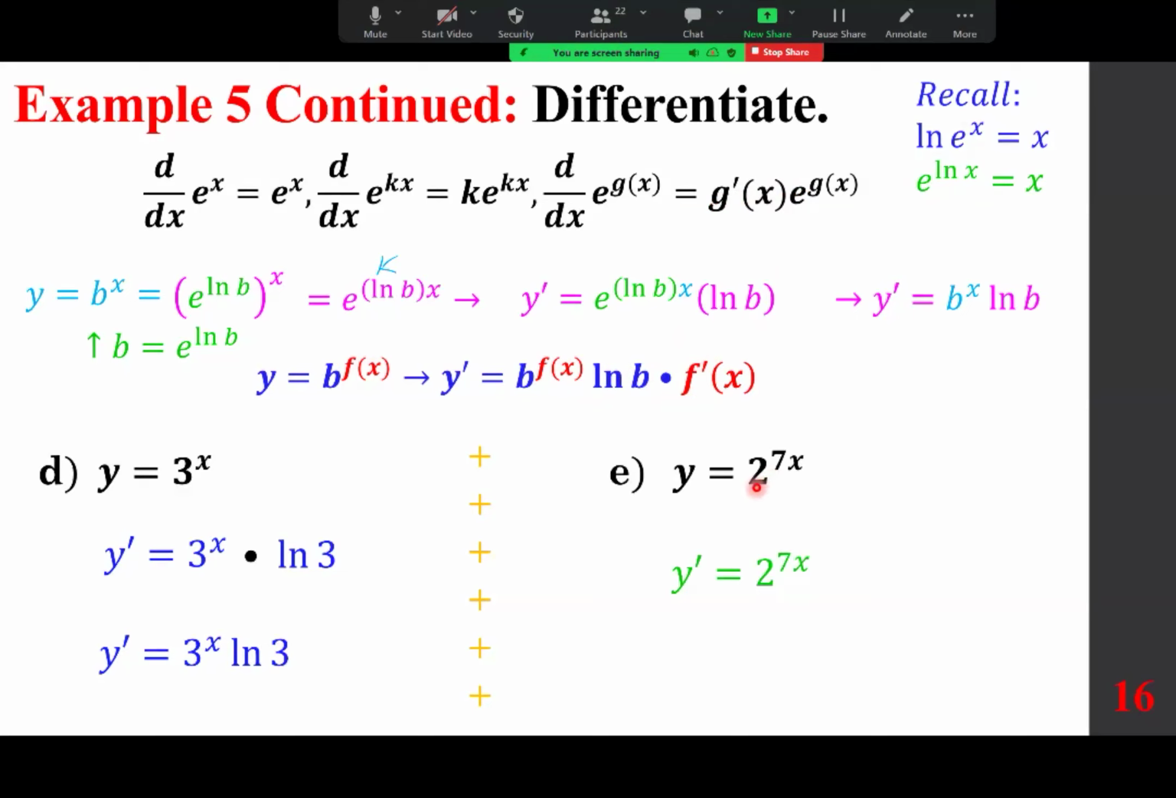Since the base is not e, times ln of 2, and since this is a function of x, by the chain rule, its derivative, times 7. And the way we rewrite it, we put y prime is 7 ln 2 times, we put it in a parenthesis, times 2 to the power of 7x, because for sure we don't want to think it's 22 to the power of 7x, so we have to separate it in this fashion.